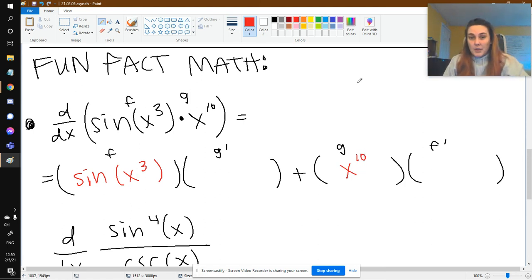Now I'm going to find the easier derivative to do. It's definitely x to the 10th. A little bit of thinking involved, write g prime. And now we're going to find f prime, and I'm actually going to do that off to the side.